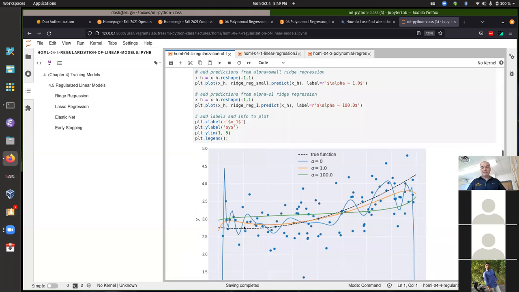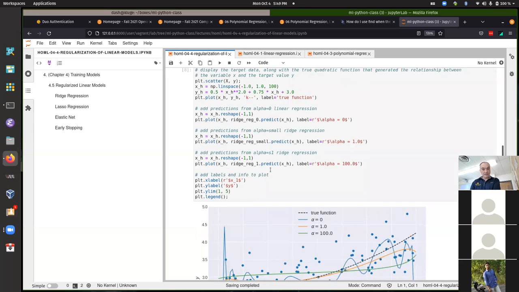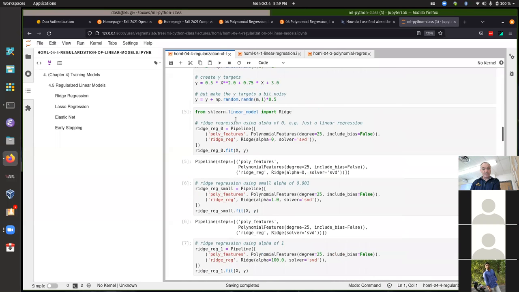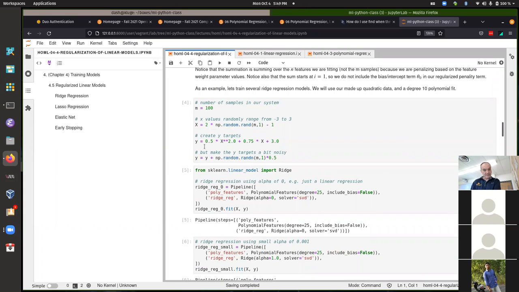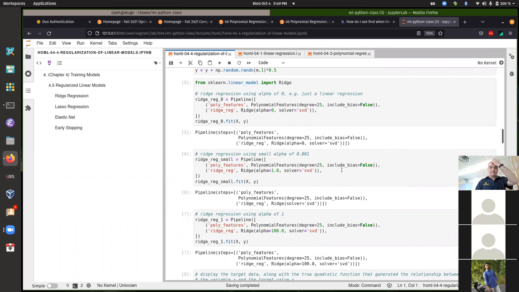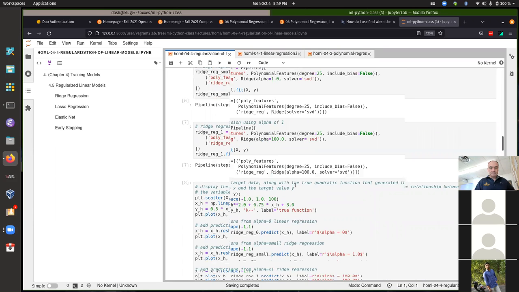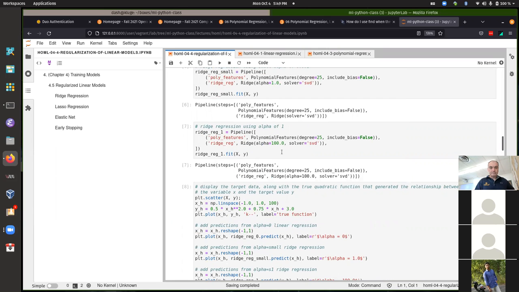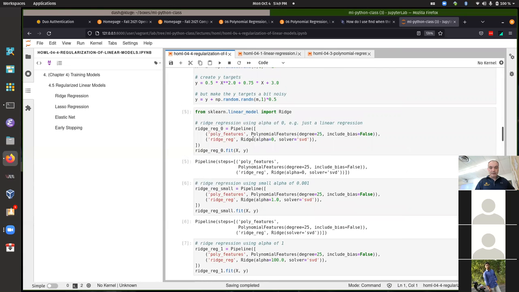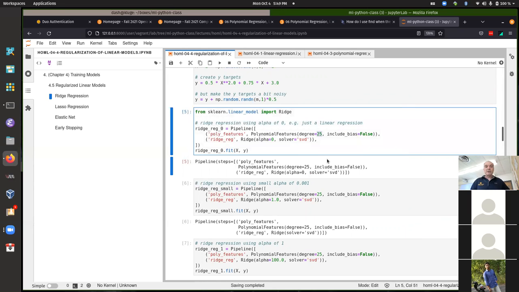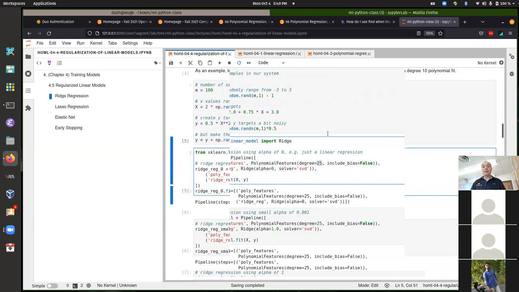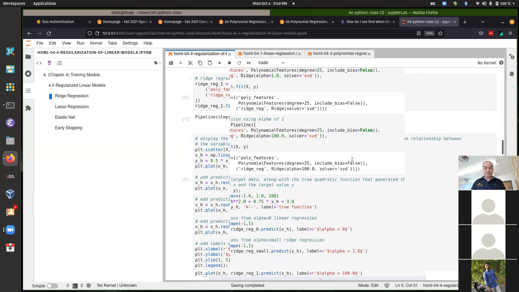So we can see the effect of this. We're doing the same thing that we did in the previous notebook. I believe we've got a quadratic function that we use, the same one still, 1/2 x squared plus 3/4 x plus 3. And in this case, we fit a model with a 25 degree polynomial. So we're trying to fit a 25 degree polynomial, but we're going to be using some of this ridge regularization, at different levels.